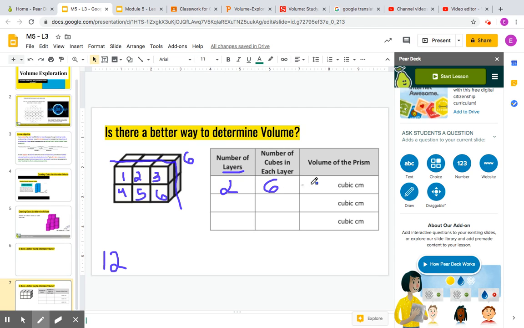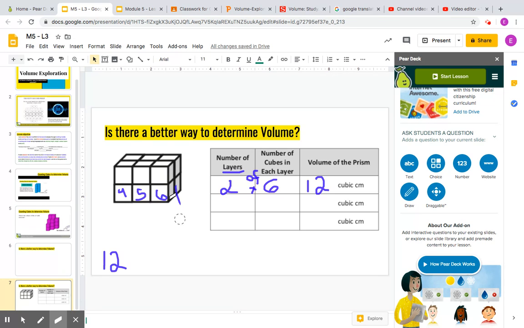So I have a total of 12 cubic centimeters, because 2 layers of 6. And we all know "of" means to multiply. Okay? But maybe I can see this in a different way.